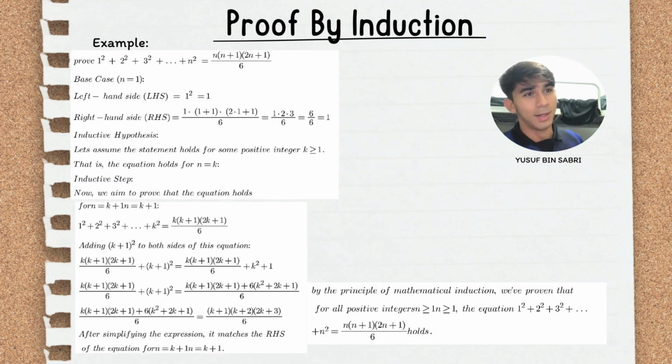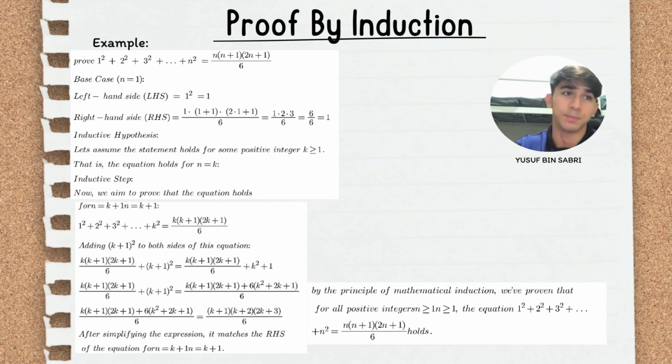Okay, hi. Let's go to the next question. We got a question. Prove 1 squared plus 2 squared plus 3 squared plus ... plus n squared equals n times (n plus 1) times (2n plus 1) divided by 6.